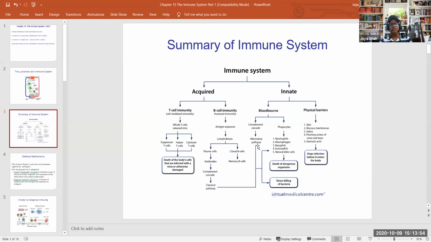There are several pathways of the complement system: the alternative pathway, the direct pathway, and the indirect pathway, and we're not going to talk about that much. This alternative pathway then ultimately, through the natural killer cells or through the white blood cells, particularly T lymphocytes, directly kills the microorganism or activates the phagocytes. Okay, so this is the immune system.